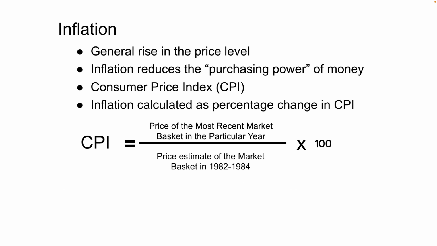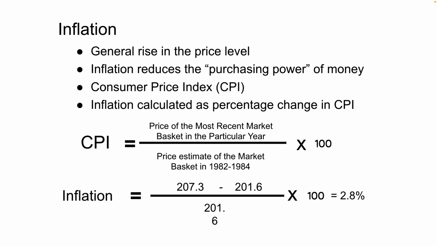So once we have the CPI, then we can use our percentage change formula. Remember, that is later minus earlier divided by earlier and then multiplied by 100 to put it into a percent. So in this case, we're looking at the CPI from 2007 and 2006. In 2007, the CPI was 207.3, and in 2006, it was 201.6. So later is 2007, earlier is 2006.